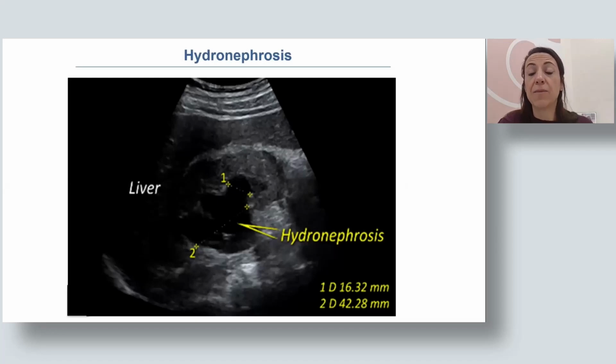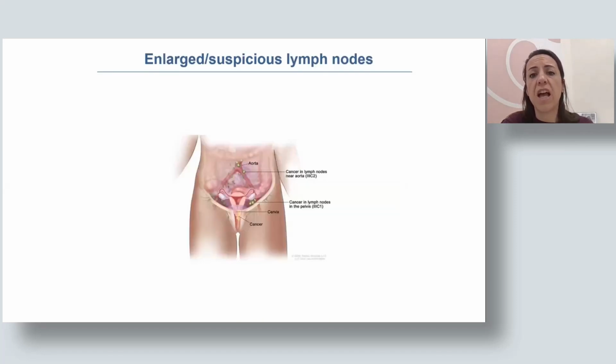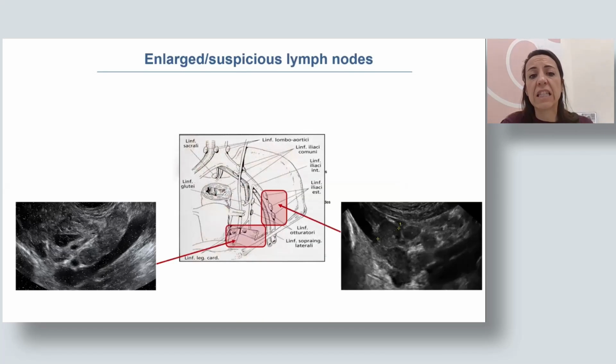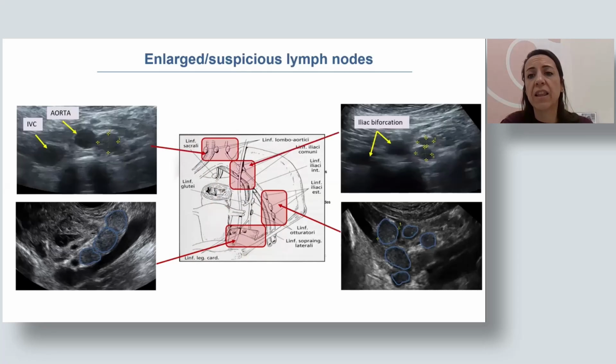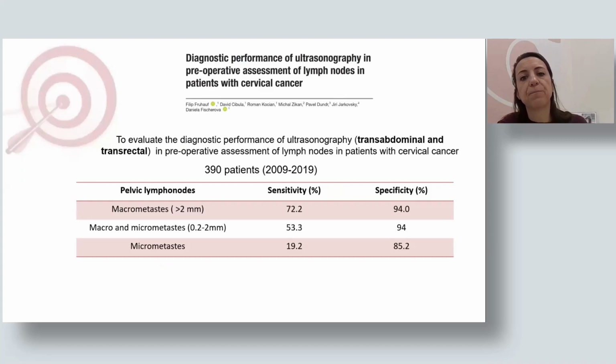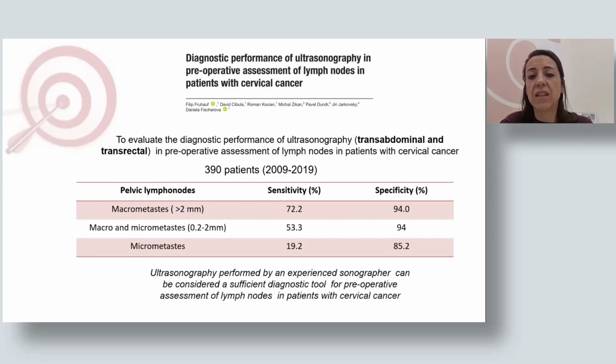With transabdominal ultrasound examination, we can assess kidneys and the presence of hydronephrosis, and also we can assess the presence of pelvic lymph nodes and the lymph nodes in the abdomen. Daniela Fischerova and David Cibula demonstrated that when performed by an expert, ultrasound examination can be considered a sufficient diagnostic tool for the assessment of macrometastasis.